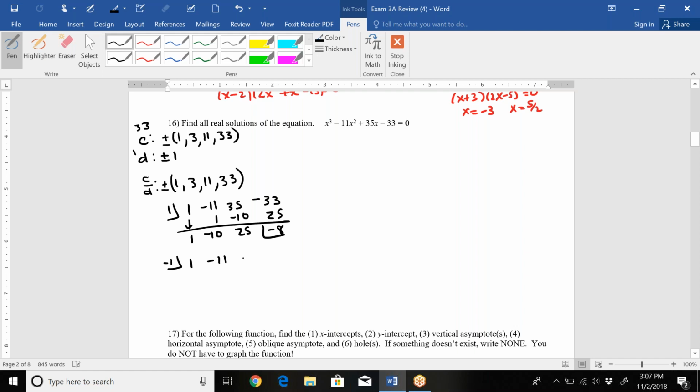Try negative 1. So that would be negative 1. That's negative 12. That's 12. That's going to be 47. That's negative 47. So see, this is getting way far away from where we want to be. So I'm going to try positive 3 next, since the positive got me closer to 0.